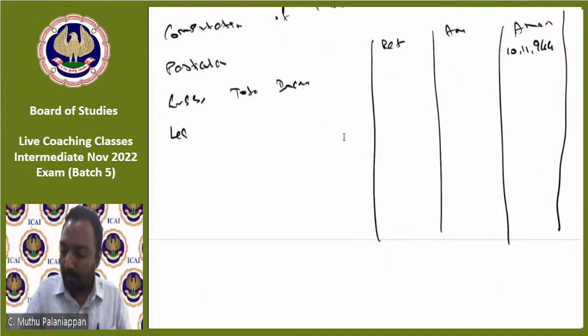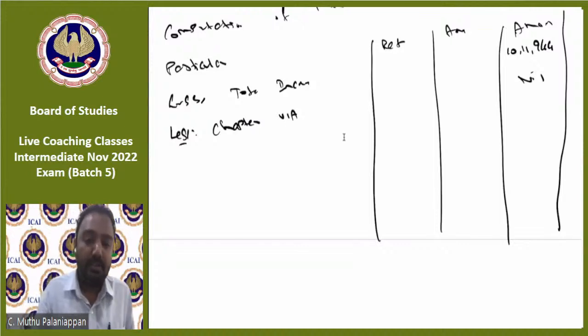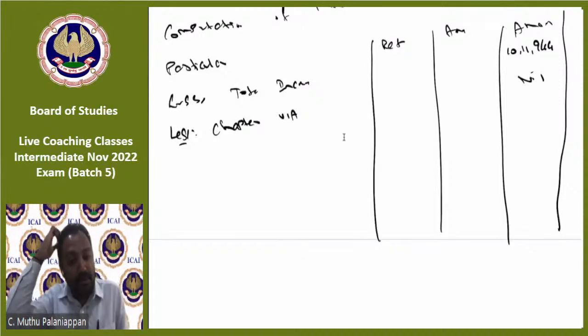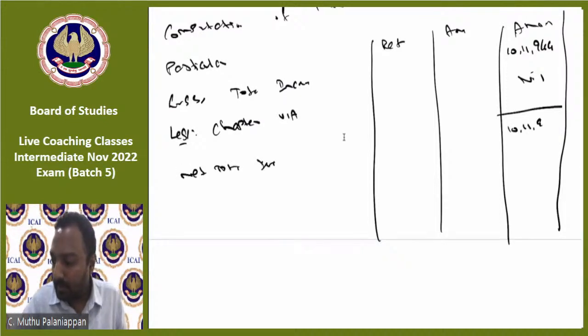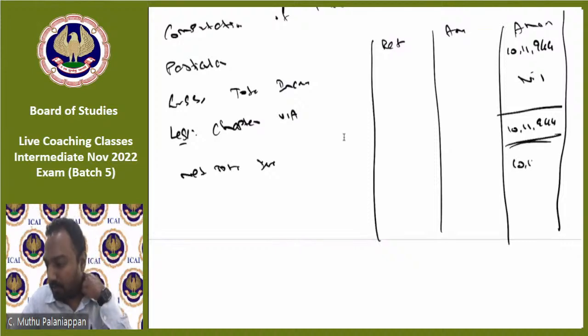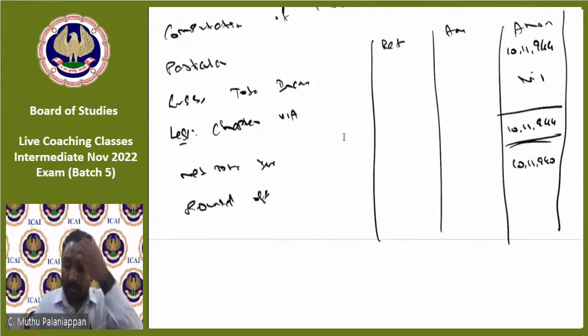10,11,944 less Chapter 6A is nil, correct? Because there is nothing that is allowed under section 115 BAC. We can write it as not eligible under section 115 BAC. So whatever is 6A is not allowed. Your net total income will be 10,11,944. Even rounded off, it will be 10,11,940, right? This 10,11,940 is your total income. On this, you'll have to calculate tax.